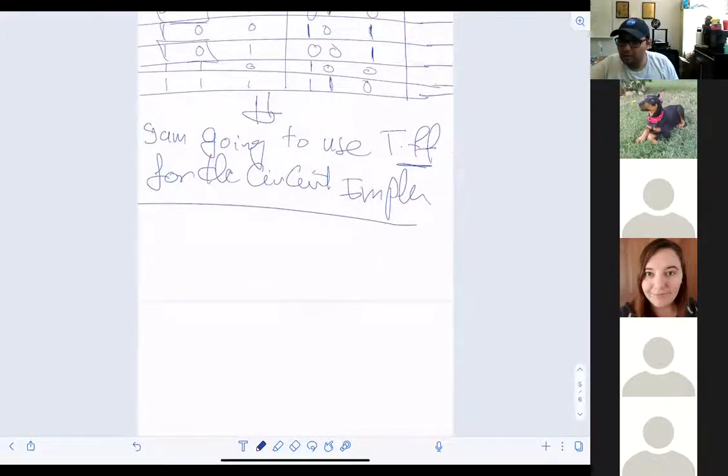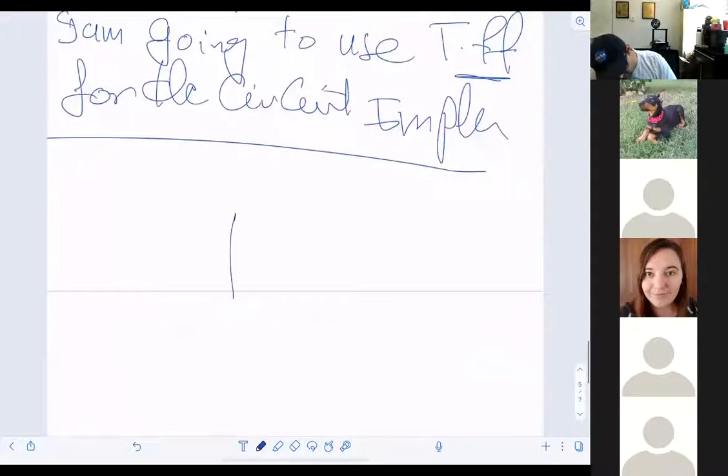What was the excitation table? I forgot. It's not really hard. I can do it here.